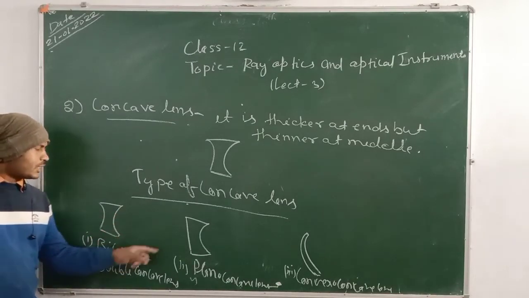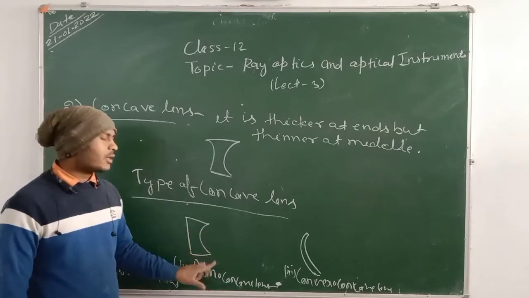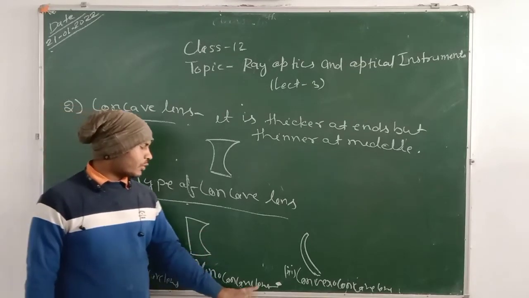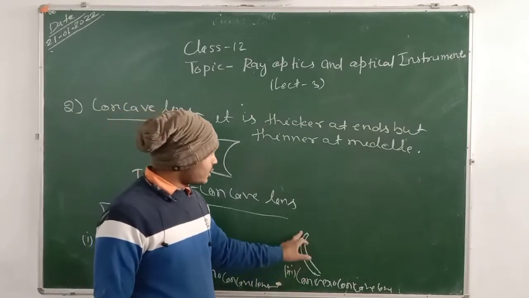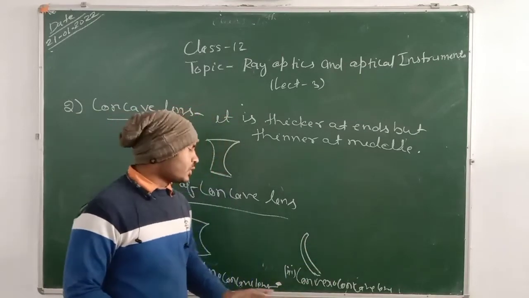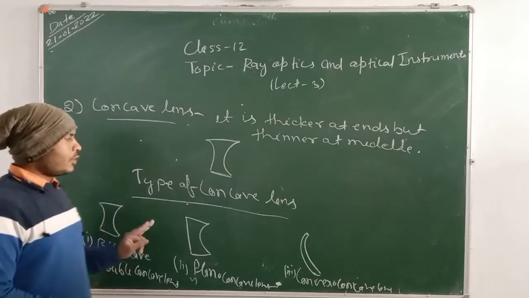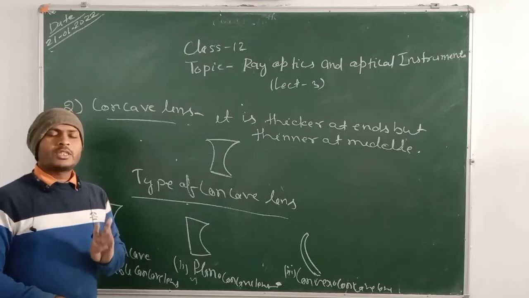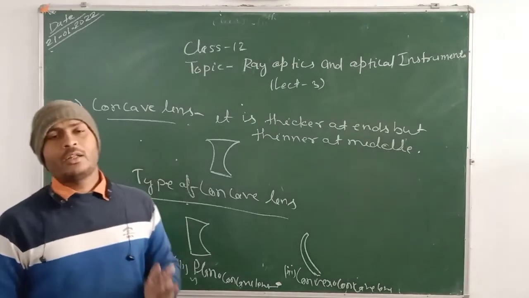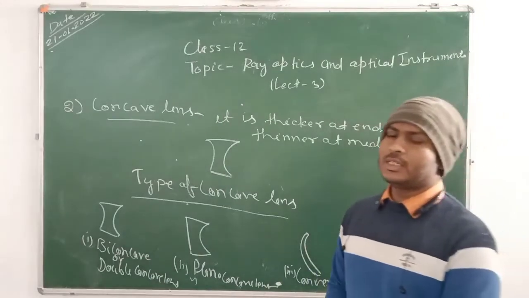In this case, one is the plane and second surface is concave. So it is known as the plano-concave lens. And in this case, the first one is the convex and second one is the concave. So it is known as the convexo-concave lens. So there are two kinds of lens we have seen: one is the convex lens, another one is the concave lens. And there are three kinds of both the lenses that we have seen.